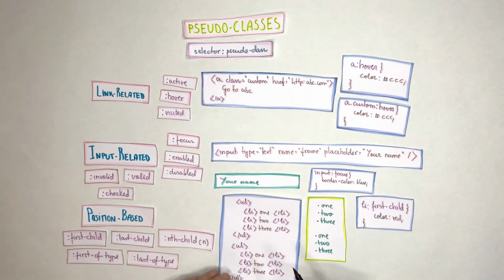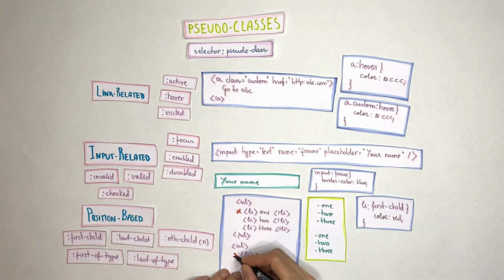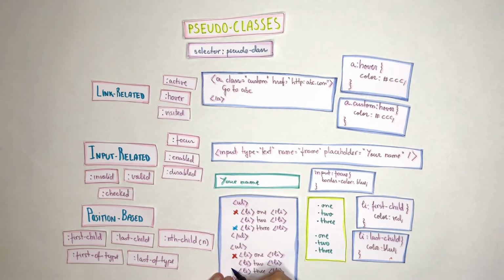So the color red is going to be applied to this li element here, which is the first child of this parent ul, and to this other li element that is the first child of this other parent ul. The last child selector works exactly the same, but for the last child of the parent. So the blue elements are going to be this one here and that other one.